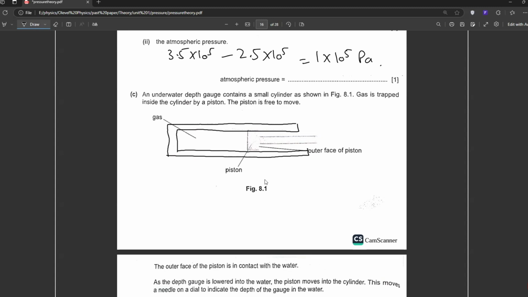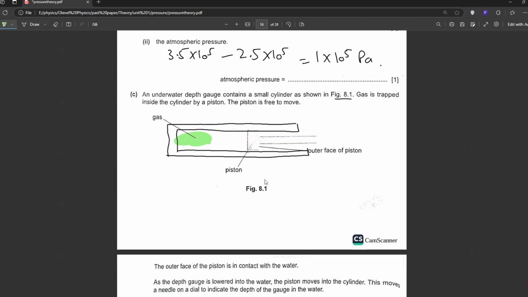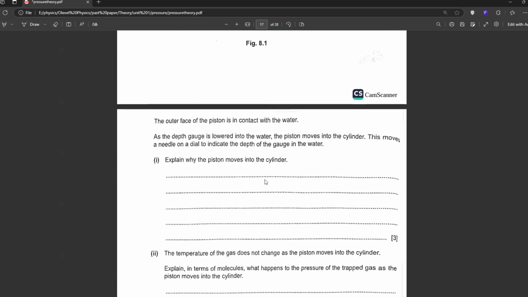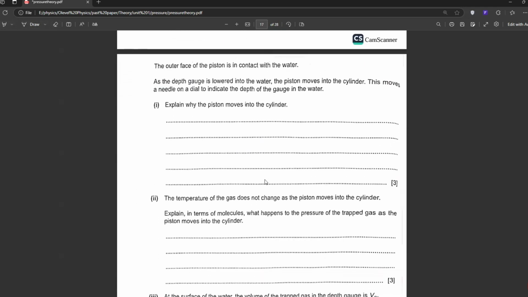An underwater depth gauge contains a small cylinder as shown in figure 8.1. Gas is trapped inside the cylinder by a piston. The piston is free to move. This is your gas. Now, what will happen? The outer surface of the piston is in contact with the water. As the depth gauge is lowered into the water, the piston moves into the cylinder.